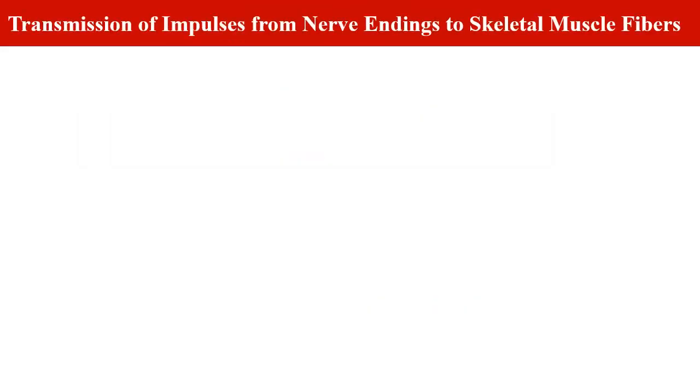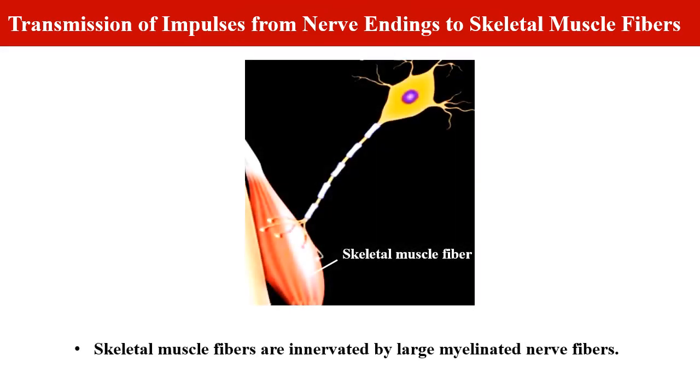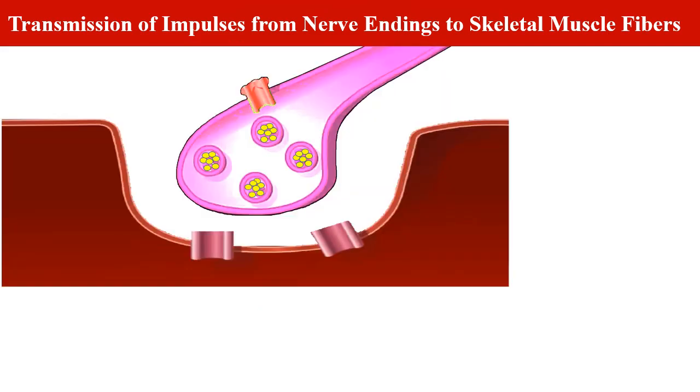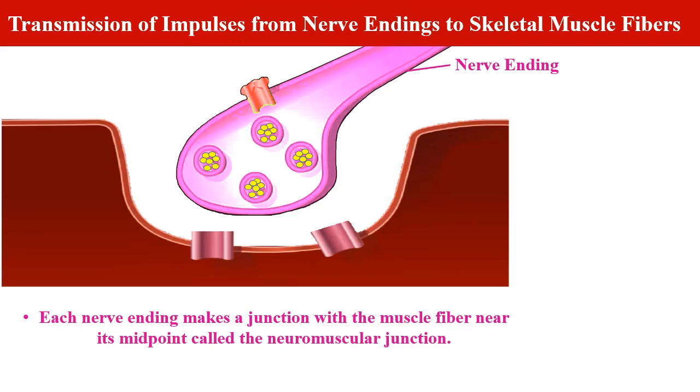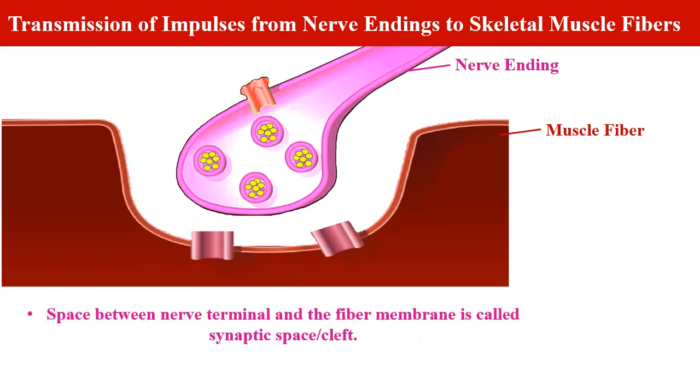Let's discuss transmission of impulses from the nerve endings to the skeletal muscles that ultimately lead to the interaction of actin and myosin filaments to cause contraction. Skeletal muscle fibers are innervated by large myelinated nerve fibers. Each nerve ending of the nerve fiber makes a junction with the muscle fiber near its midpoint called the neuromuscular junction.